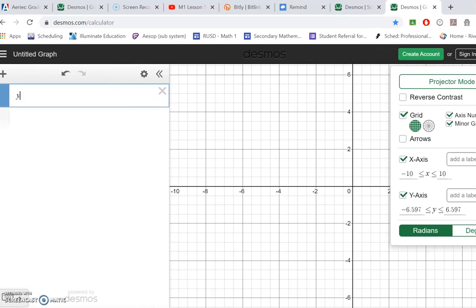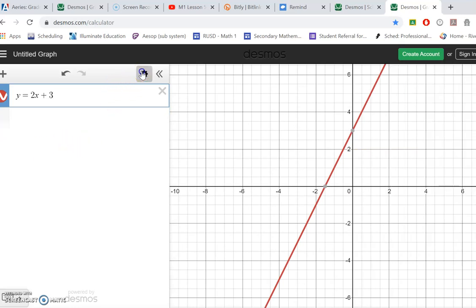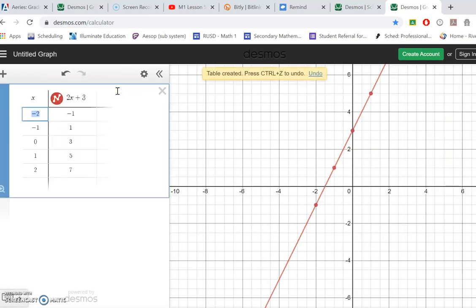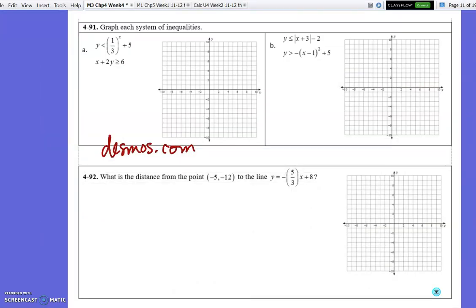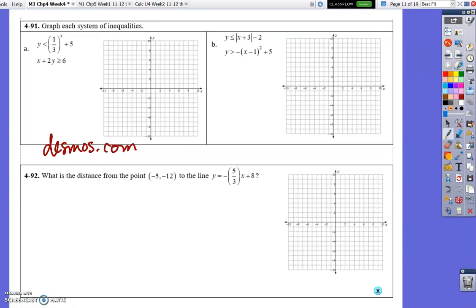So like if I have an equation y equals 2x plus 3, I can turn it into a table of values, and that way I can plot the points more nicely. So I would highly recommend that you do that for these problems that I just suggested you use Desmos for. That way it'll be much nicer to do. And so that's that. And then this one is trickier. I'm going to go ahead and help you with 92.